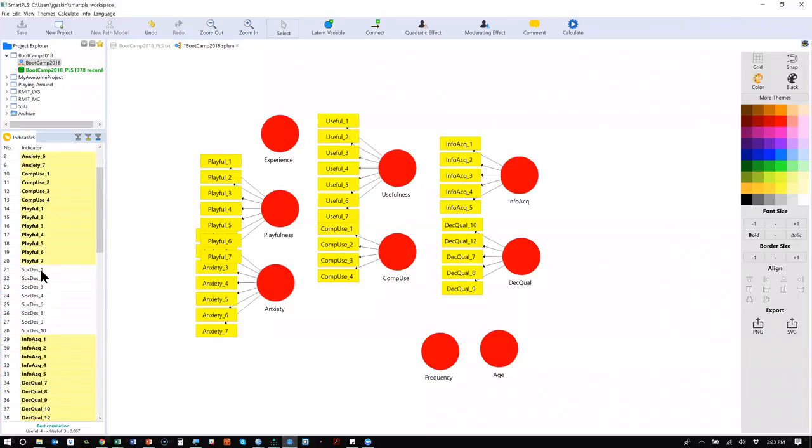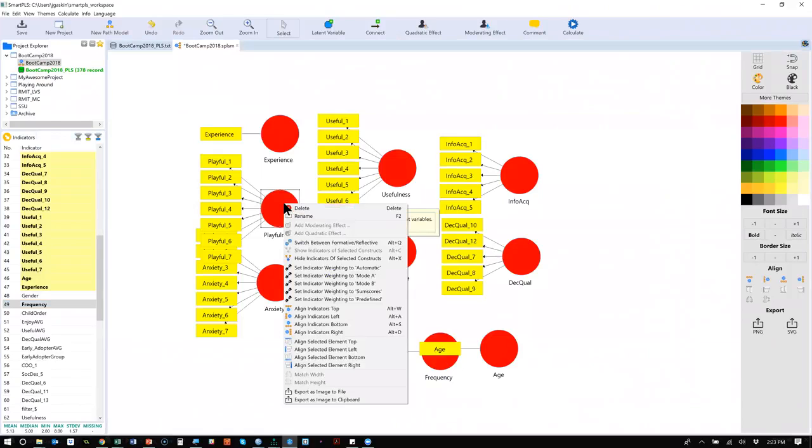Did I miss usefulness? No. I got them all. And then frequency, age, and experience. So age is just one, like that. And experience, frequency. Cool.